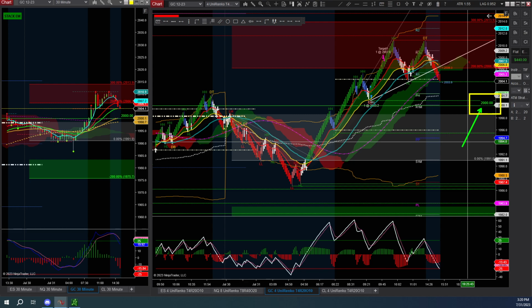If you see, there was an attempt here to go through and it failed, came back down. There was an attempt here to go through, and it didn't work, and it came back down. There was an attempt here to break that resistance or to touch that resistance, came back down. Now it worked, and then came back down here, and now it worked nicely to the upside.